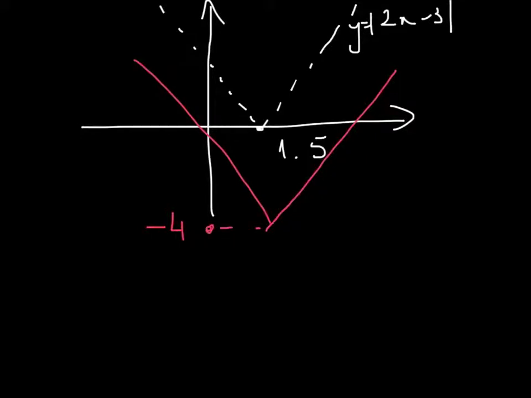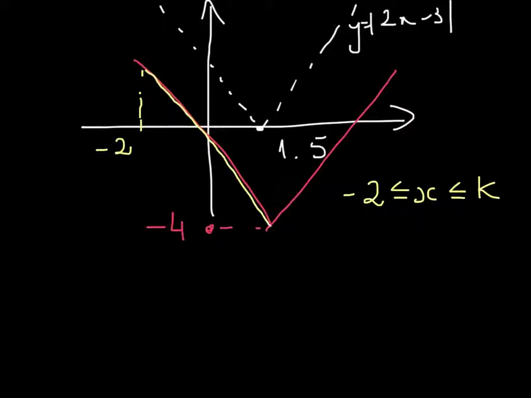Now, the domain given is x between negative 2 and k. Find the largest value of k for which the function has an inverse on this domain. So, negative 2 is somewhere here. Okay, so this is our function, right? Up to here, if I continue to the right, then it's not a one-to-one function anymore.